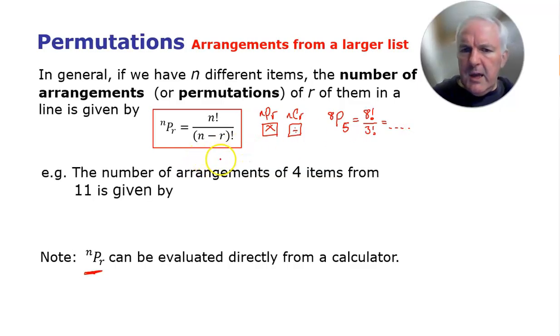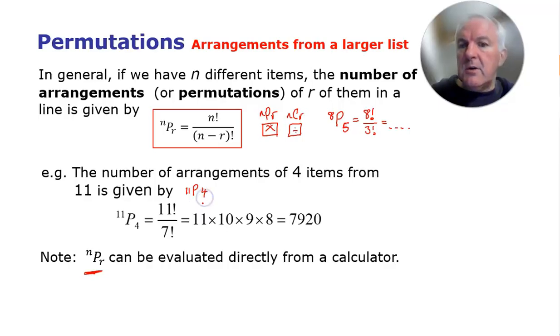I've got an example here. Number of arrangements of 4 items, when I've got 11 of them. Now that is given by, not surprisingly, 11P4. Using the formula, it's 11 factorial divided by 7 factorial. But notice you can also think this is 11 times 10 times 9 times 8, because that's effectively what dividing by the 7 factorial does. And the answer apparently is 7,920.